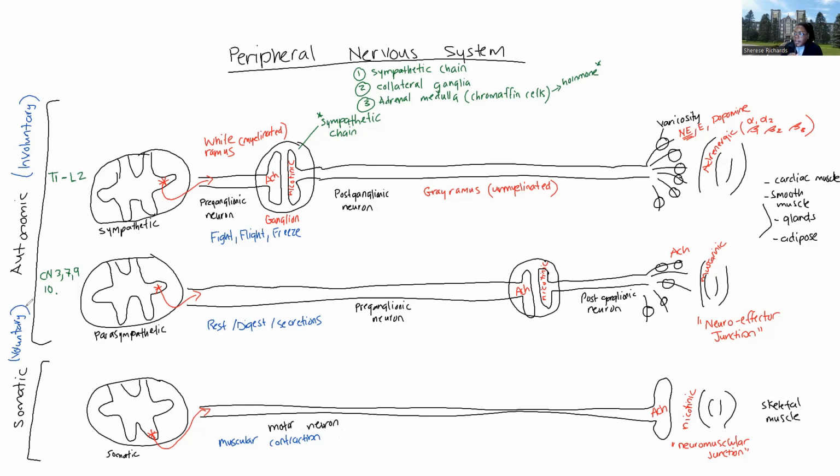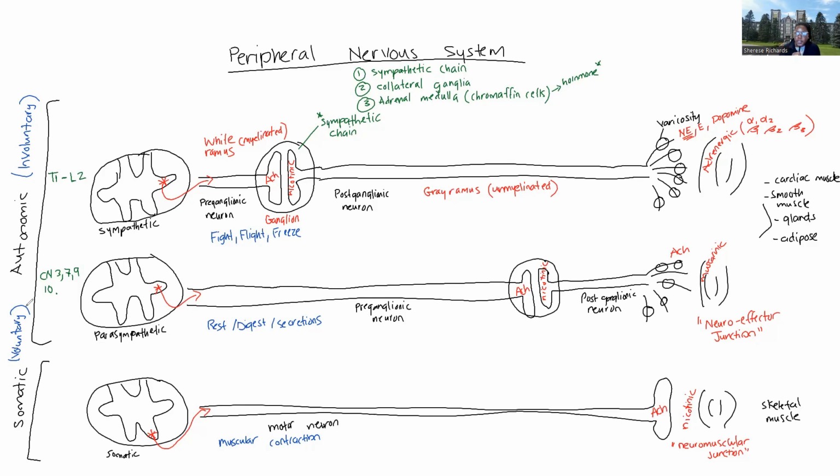Okay. Let's see if there's anything I forgot. So this is sort of a large overview of just comparing the two branches of the autonomic division and then the somatic division. So let me know what questions we have here. There's a lot of content that can be tested here. I'll pause here and see what questions we may have on this bit.